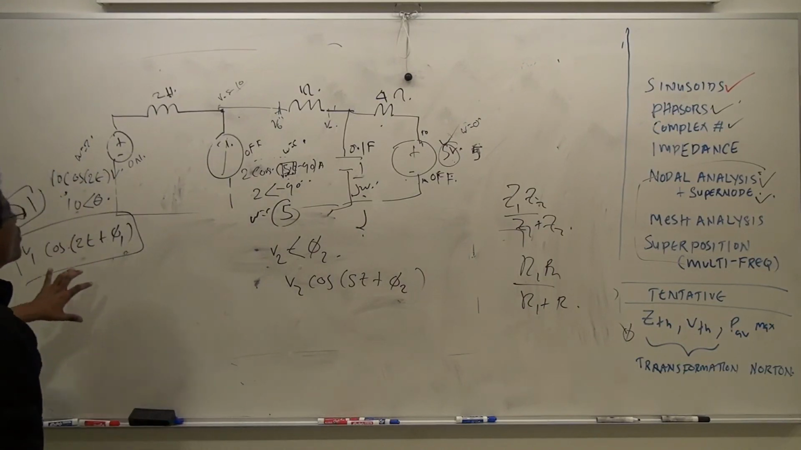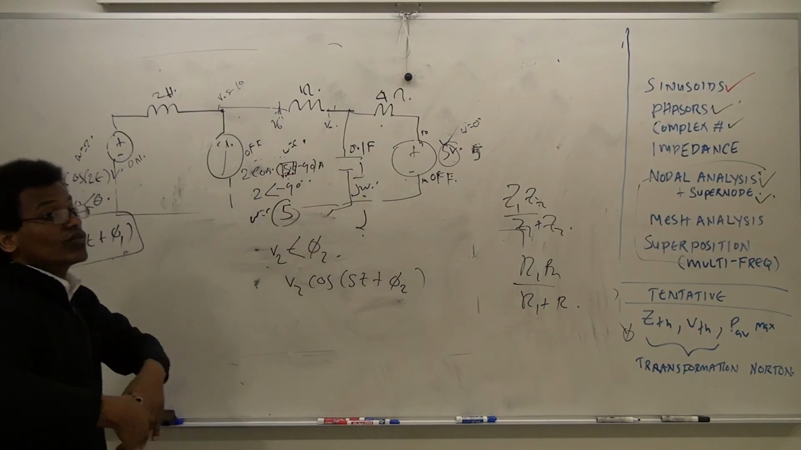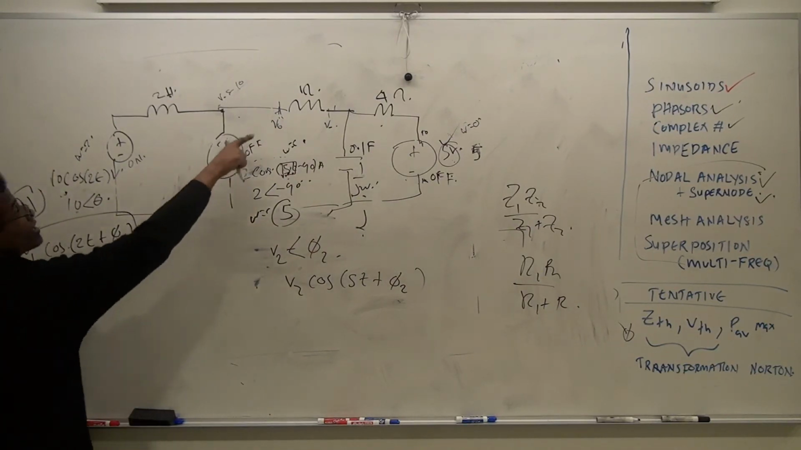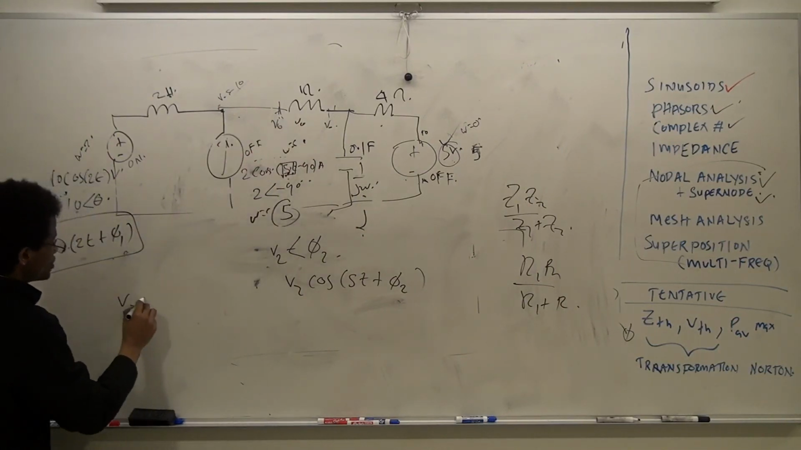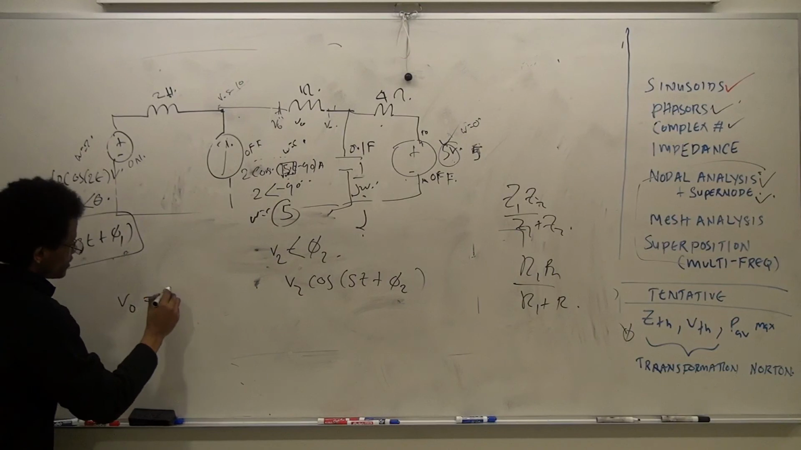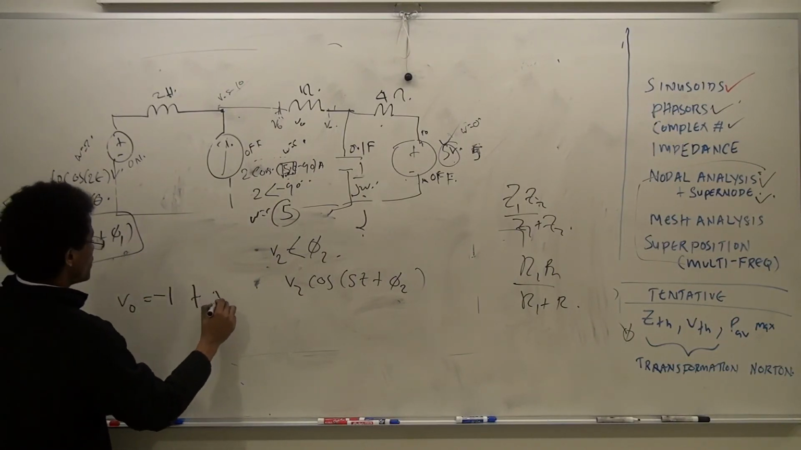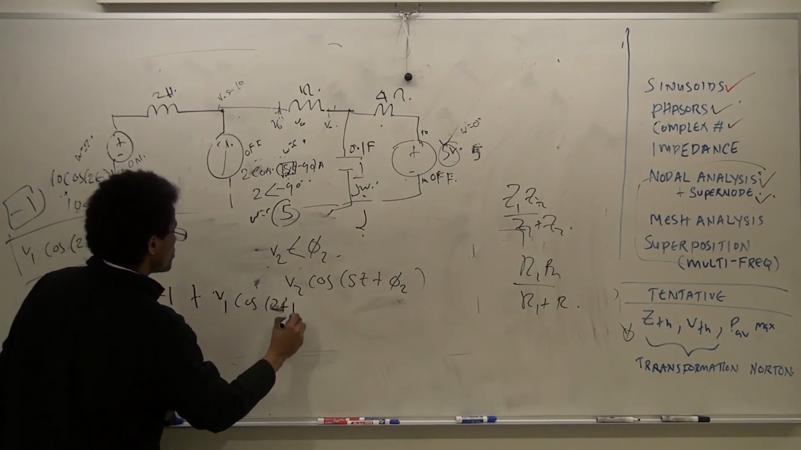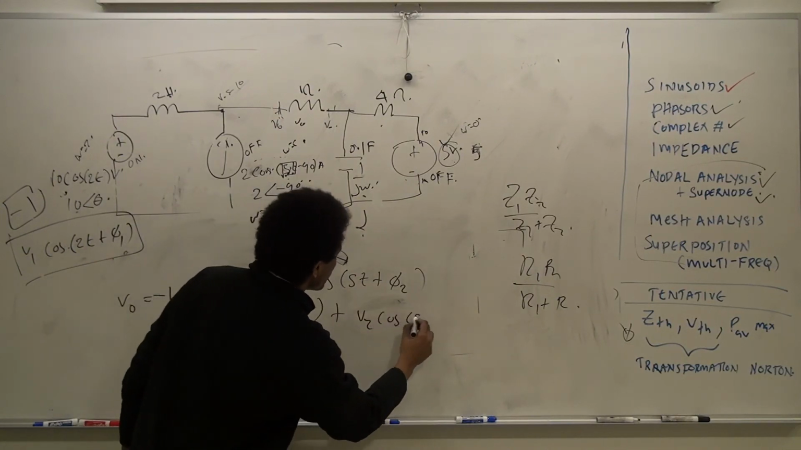Now the question is, what is the full solution under superposition? Let's call this VO, okay? So VO is equal to, remember the negative 1? Negative 1 plus V1 cos 2t plus its phase, plus V2 cos 5t plus its phase 2.